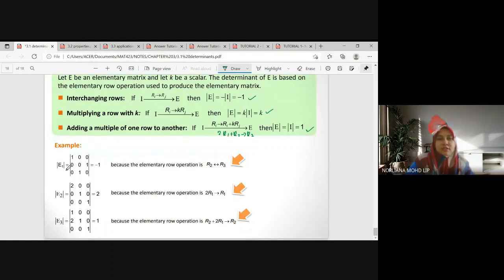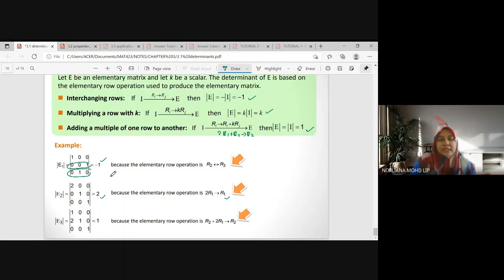Okay, look at this one. Elementary 1 is equal to negative 1, because involve row 2 interchange with row 3. So determinant is equal to negative 1. Okay, elementary 2. This involve operation 2 row 1 transform into row 2. So it's equal to 2.